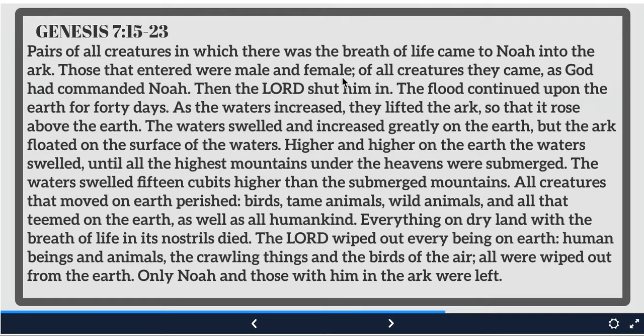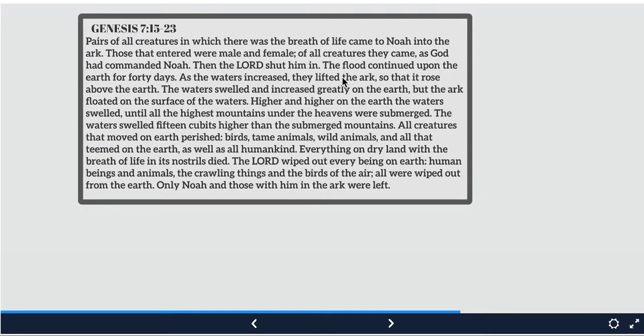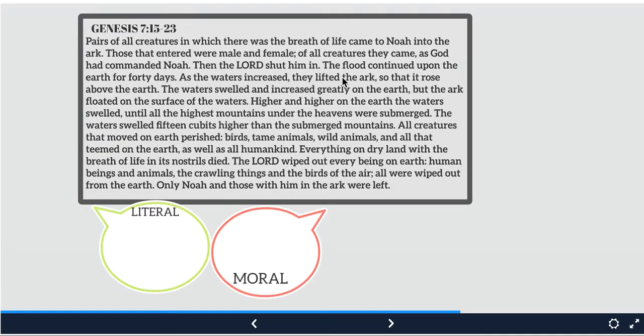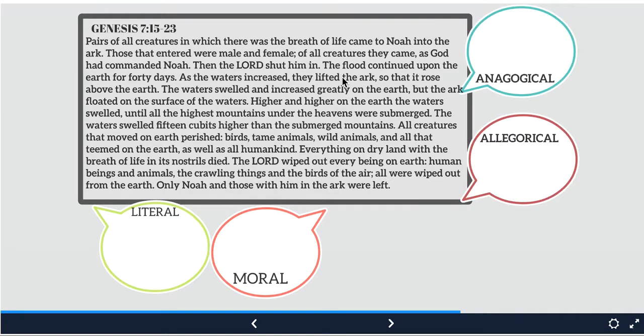Well-known story or well-known passage from a well-known story. Noah and the ark, right? So, yeah, we got multiple senses here. We got the literal sense, the moral, allegorical, and anagogical.